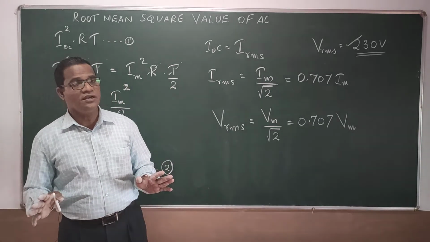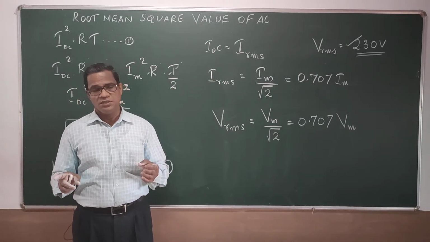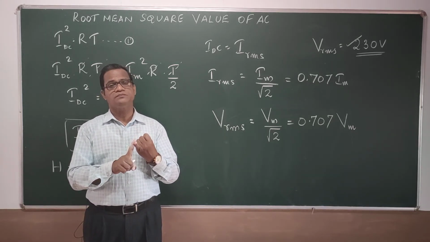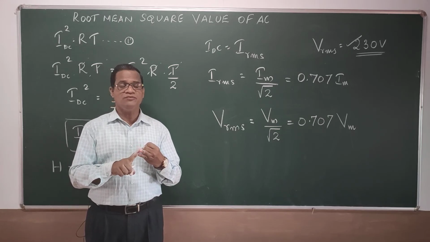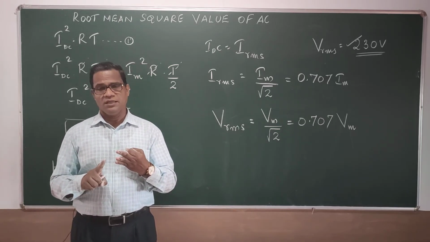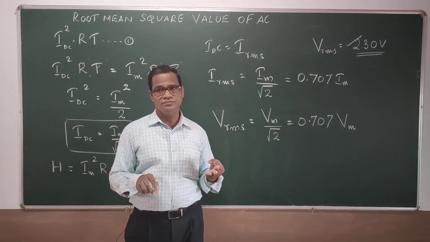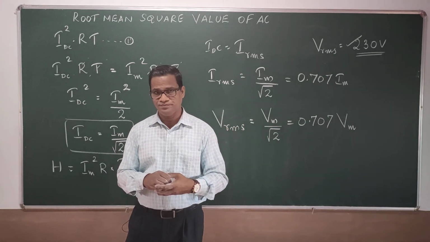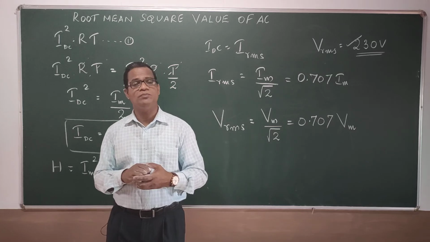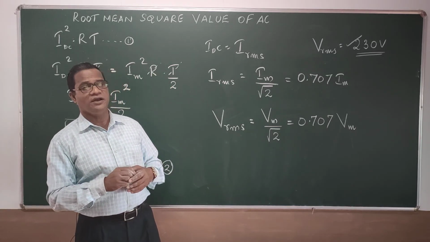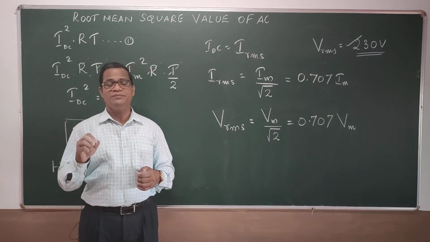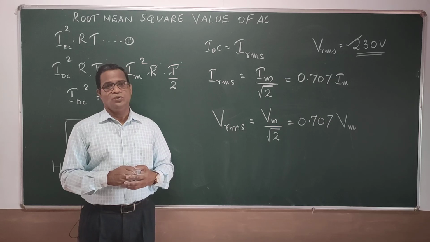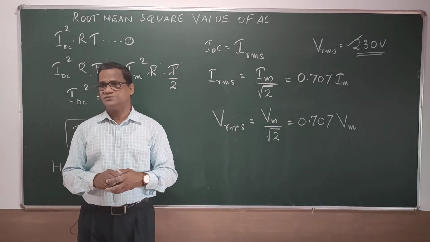So altogether we studied 4 different values for AC. 1, instantaneous value. 2, peak value. 3, average value. And the 4th one, RMS value. So when you go for solving problems, you must identify which value is actually mentioned in the problem, and accordingly you are supposed to take the values and do the calculations. Alright.